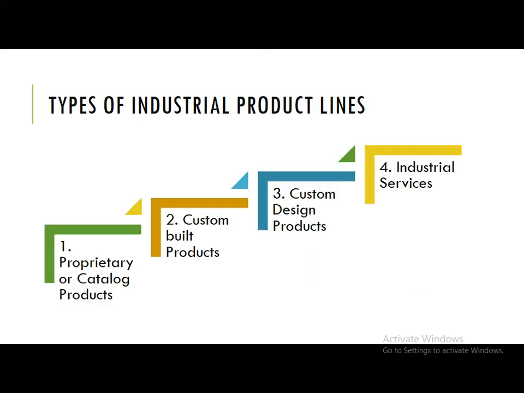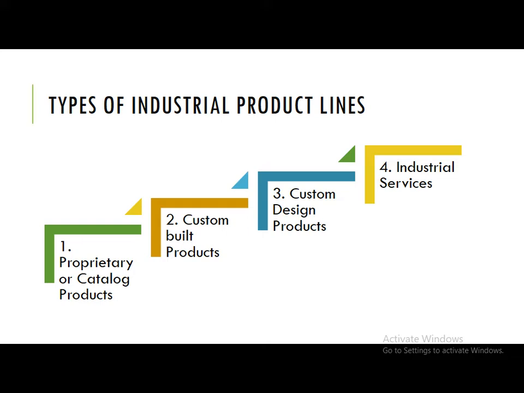Now we'll talk about types of industrial product lines. Product lines of industrial firms differ from those of consumer firms. Industrial product lines can be categorized into four major parts: proprietary or catalog products, custom built products, custom design products, and industrial services. First, we'll talk about proprietary or catalog products.